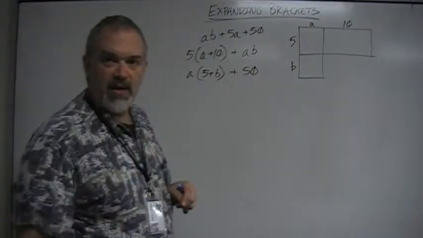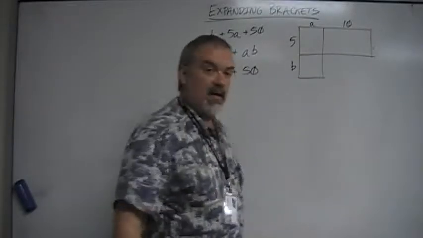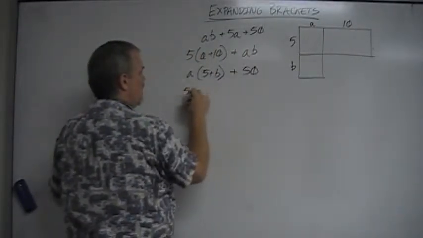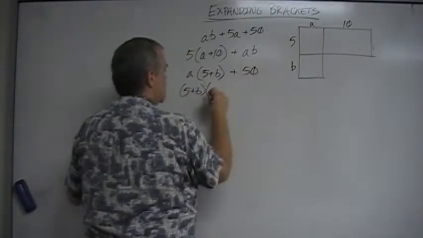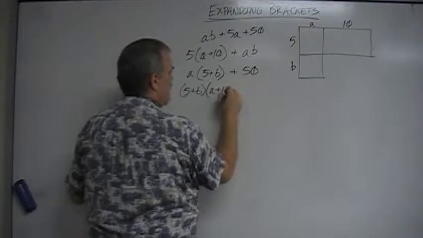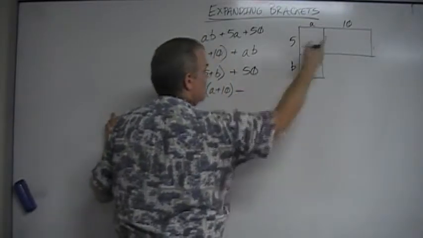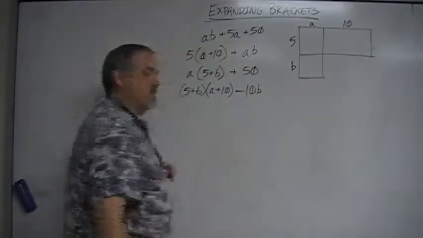A fourth way that we could look at this is we could take the whole thing, and we could say it's 5 plus B, that's this, times that, times A plus 10, and then I'm going to take out this. I'm going to subtract 10B, which is the size of this.